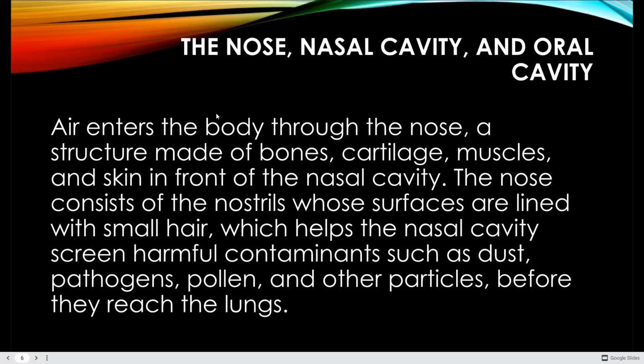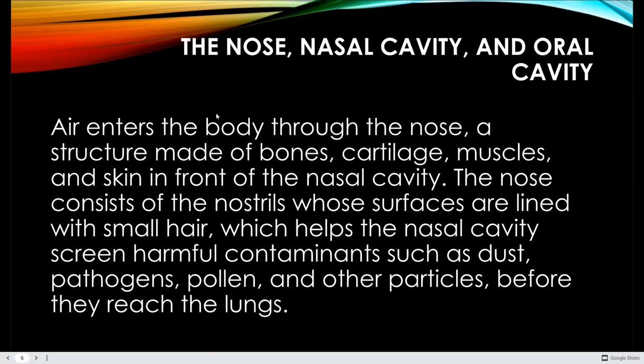Air enters the body through the nose, a structure made of bones, cartilage, muscles, and skin in front of the nasal cavity. This is your nasal cavity, this is your nose. It is actually composed of the bone in your front skull, and of course, cartilage. It should be cartilage simply because it needs to expand, depending upon the need of the body.